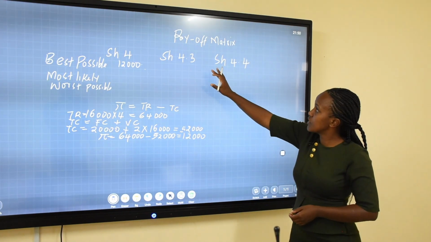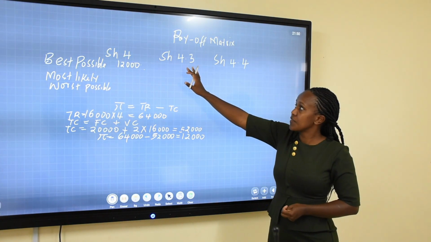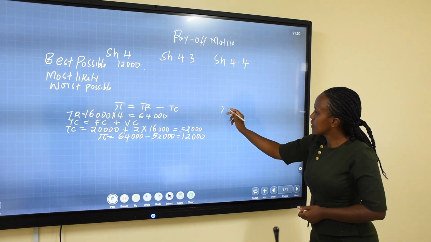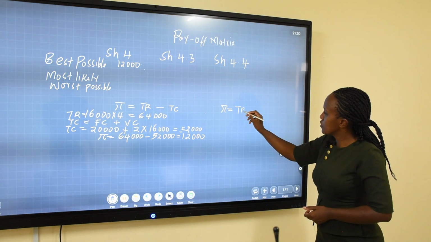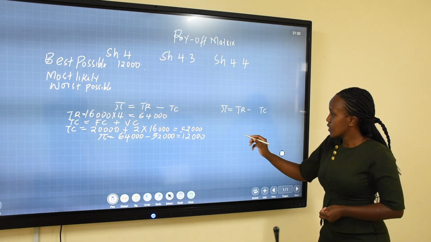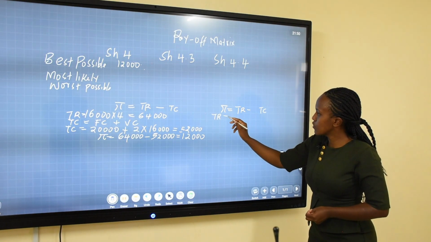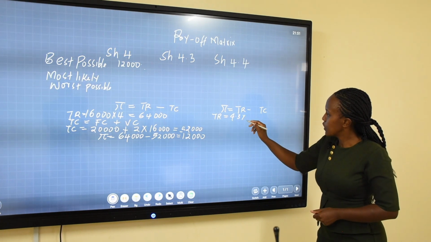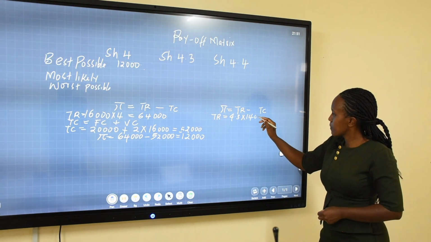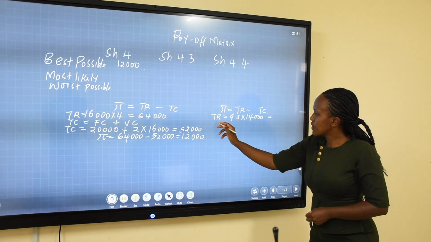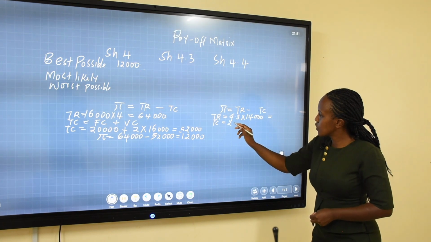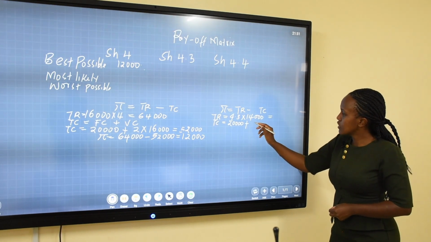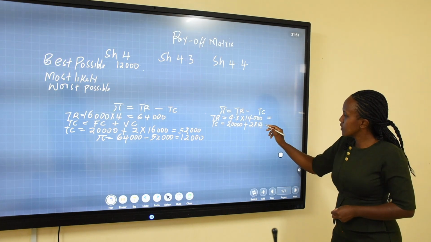So at 4.3 here, the number of units that could be sold at shillings 4.3 were 14,000 units. So we want to get profit, which is total revenue minus total cost. This time, at a price of 4.3 shillings, we can sell 14,000 units, so that we get the total revenue. Then the total cost is going to be fixed cost, which is 20,000, plus variable cost, which is shillings 2 per unit multiplied by 14,000 units.